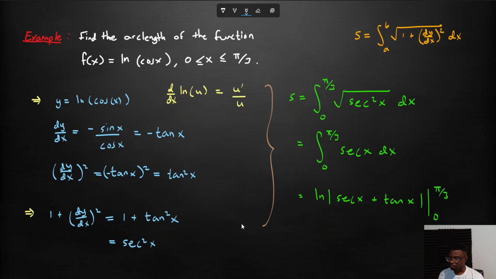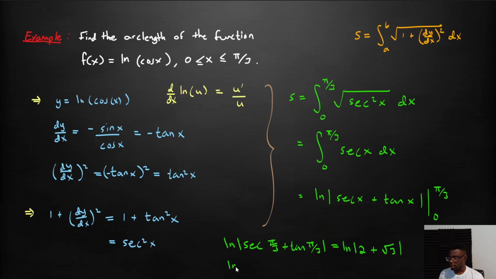So let's do that. We're going to write our natural log of secant at pi over 3 plus tangent at pi over 3 is equal to natural log. Now secant of pi over 3 is equal to 2. So this would be natural log of 2 plus tangent of pi over 3. So tangent of pi over 3 is sine at pi over 3 divided by cosine of pi over 3. So that comes out to be radical 3.